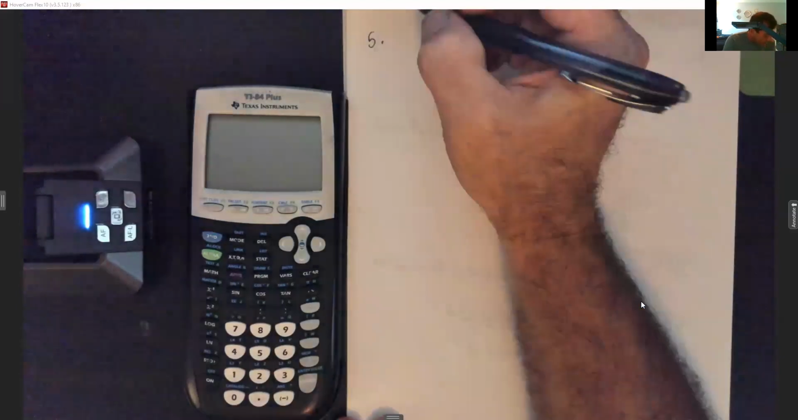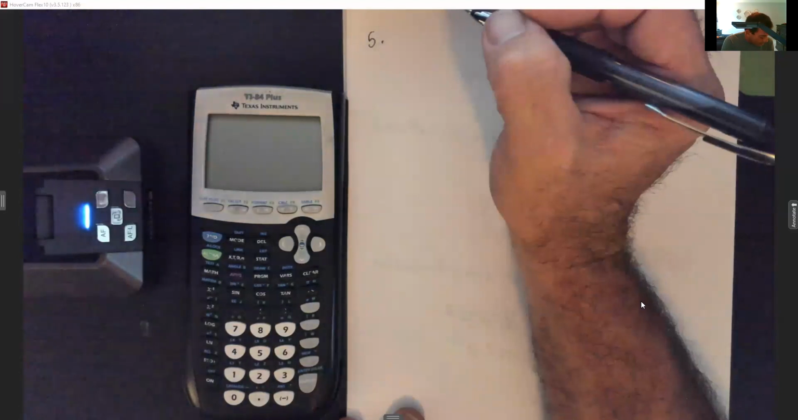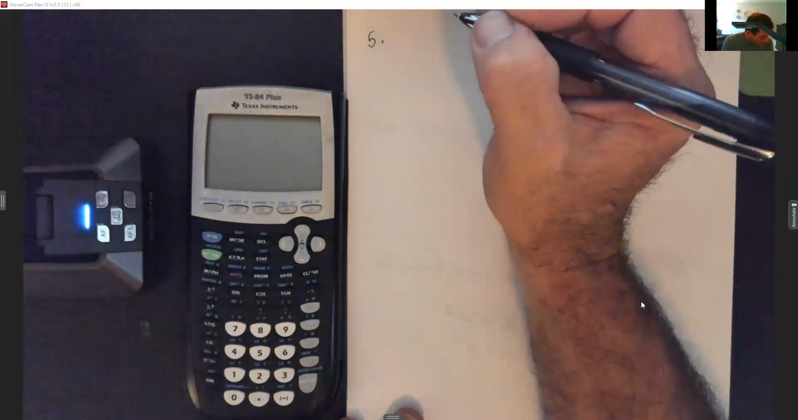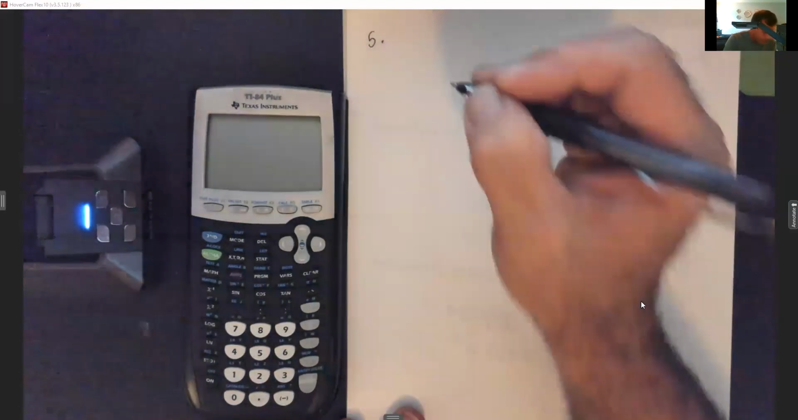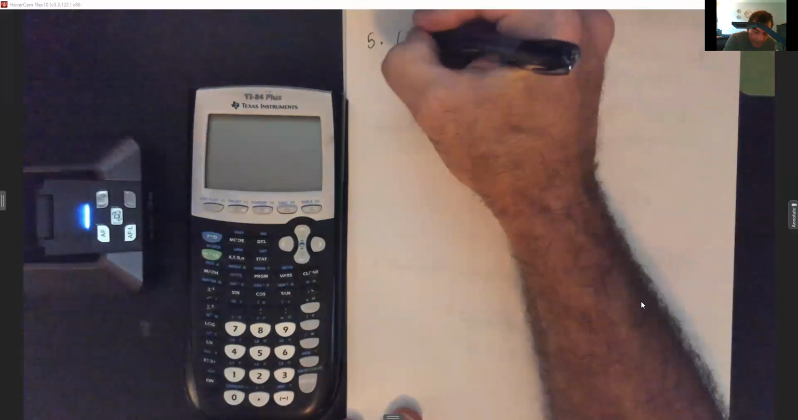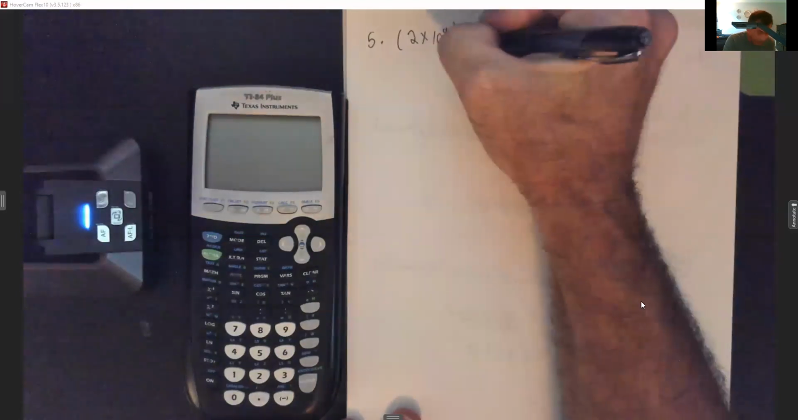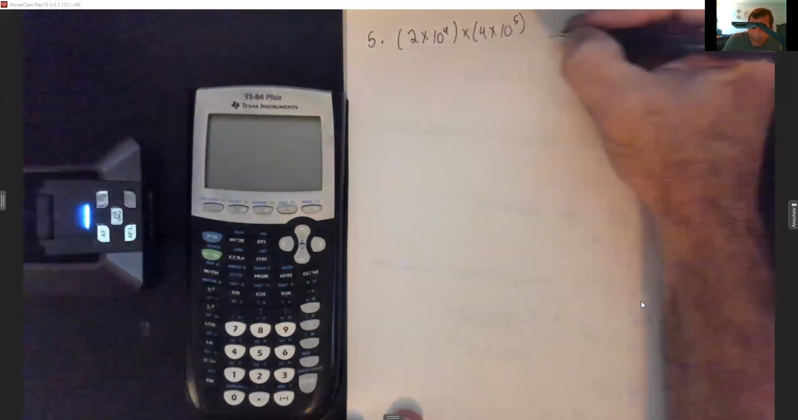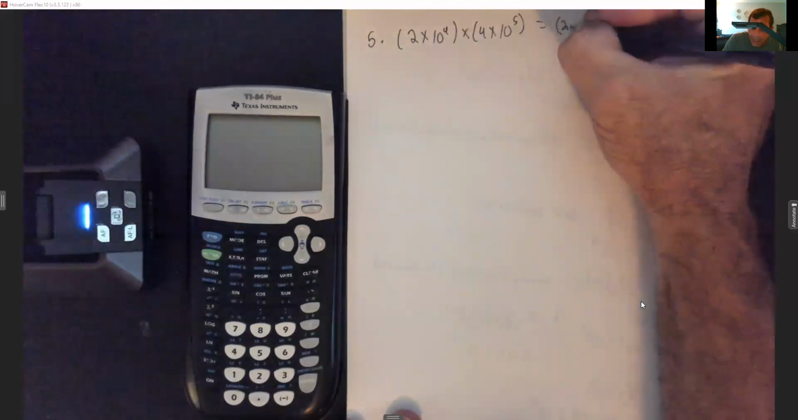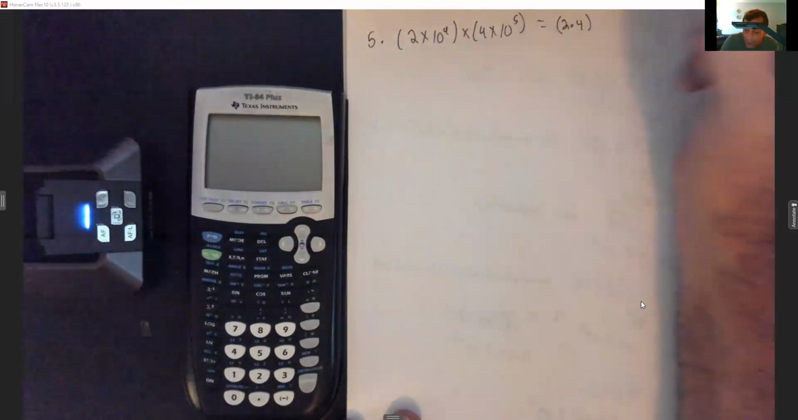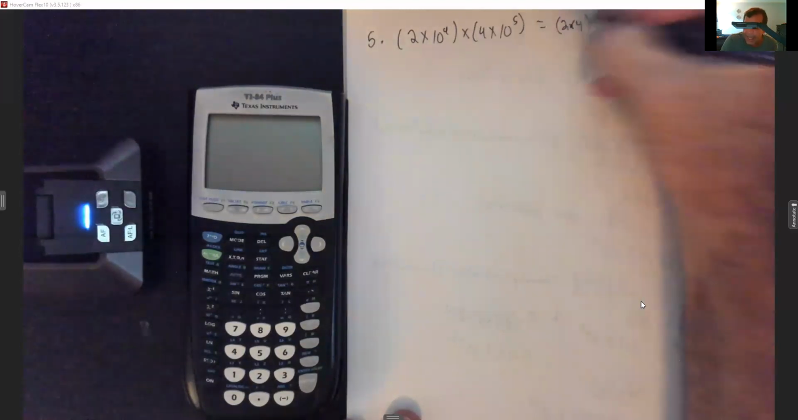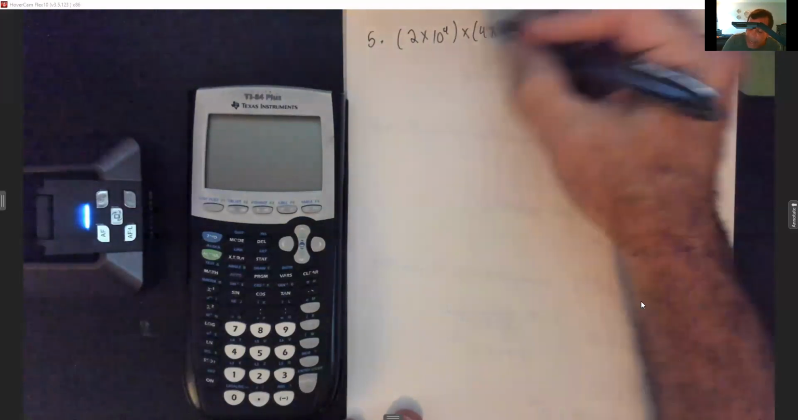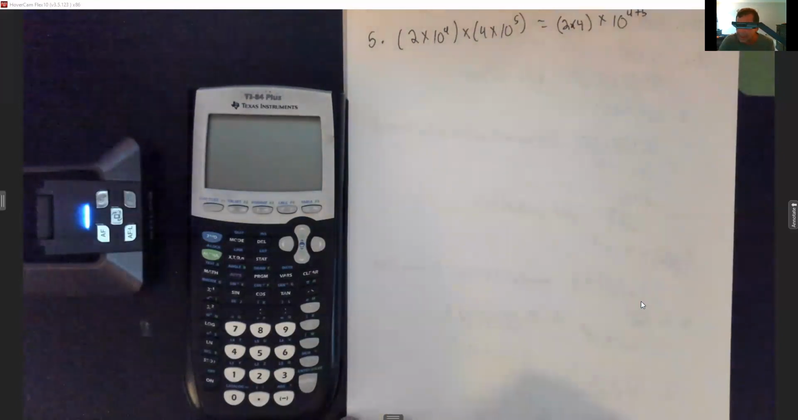All right, so when you're doing number 5 here, looks like I got a little bit of multiplying, adding, and a dividing, so one of each. So here comes the multiply, 2 times 10 to the 4th times 4 times 10 to the 5th. So remember on multiplying, you take the numbers and you multiply them. So 2 times 4 goes in the first parentheses, and then it's times 10. Since the bases match, we add the 4 plus the 5 to get the exponent. So same bases, add the exponents.